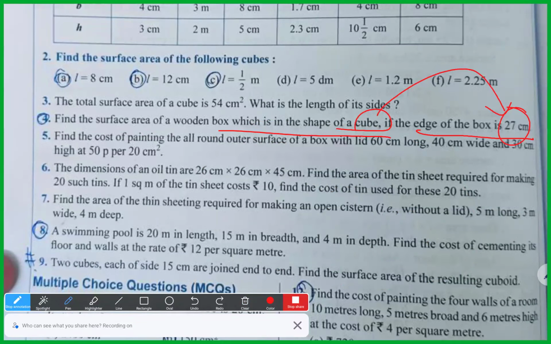Yes, Maisha. In the previous question they gave the area, in this question they gave the side. In the previous question the area was given, so we equated it to 54 and found the side. Here the side is given, so we will directly put it in 6a square. TSA equals 6 into 27 square, 6 into 27 into 27. So 6 into 27 into 27, we'll get 4374 centimeter square.